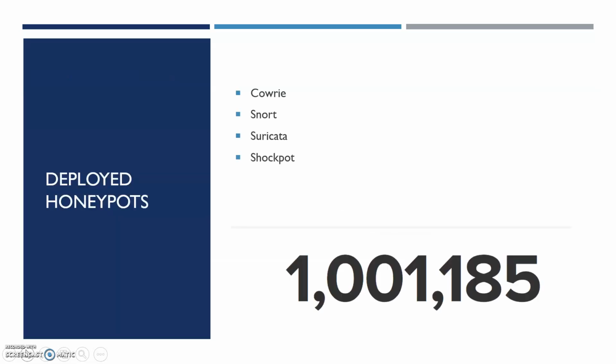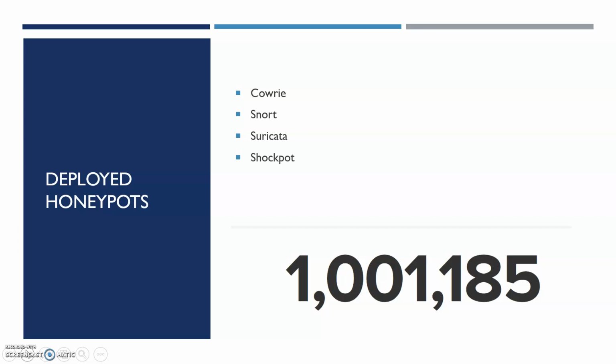The honeypots that I deployed were Cowrie, Snort, Suricata, and Shockpot. I went for Cowrie because it's a well-known sensor. Cowrie is a medium to high interaction sensor which supports SSH and Telnet protocols. This sensor is designed to log brute force attacks as well as monitor how the attacker interacts with the shell. The second sensor I chose was Snort.